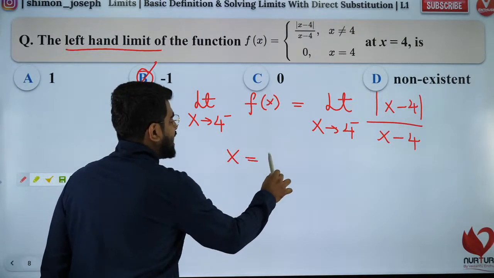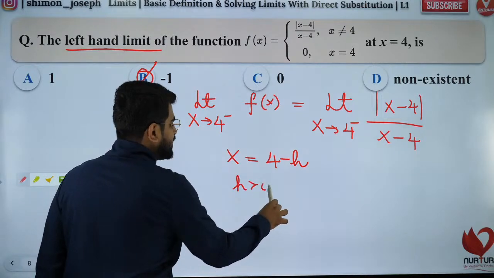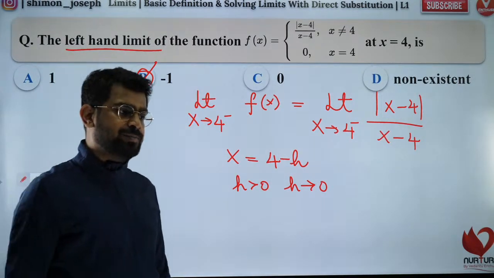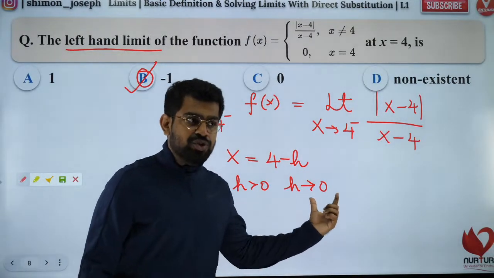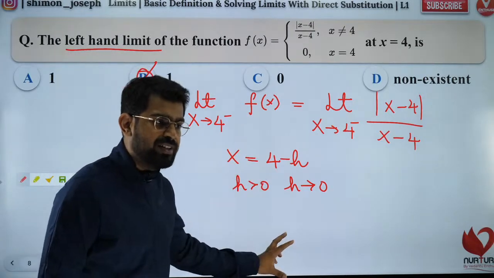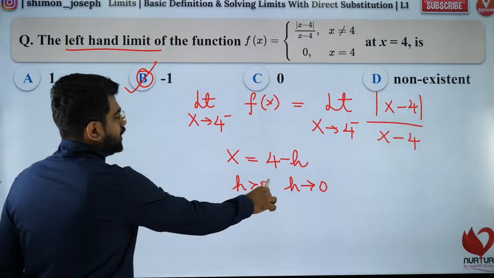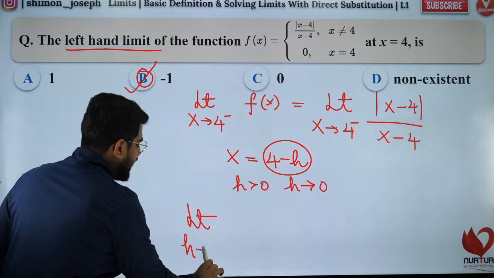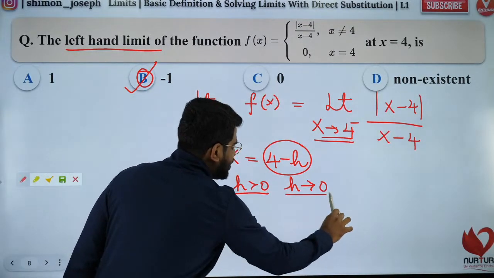So people, what shall we do now? I will write x as 4 minus h, correct? And I will say h is a positive number and h tends to 0. Are you guys happy with that? h is greater than 0 and h tends to 0. Correct? That is the method for left hand limit. Now substitute your x as 4 minus h. Put that over there. And you put limit h tending to 0, because previously it was x tending to. Now we have h tending to 0.